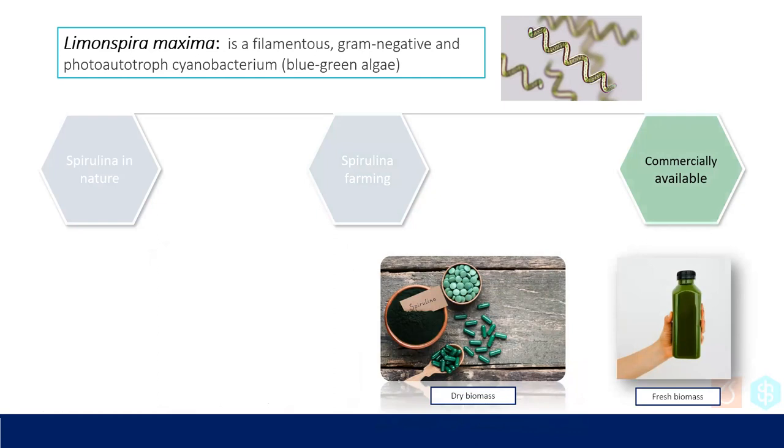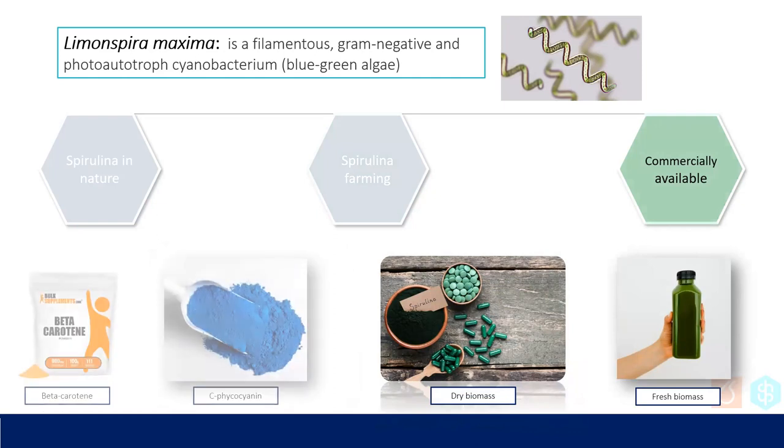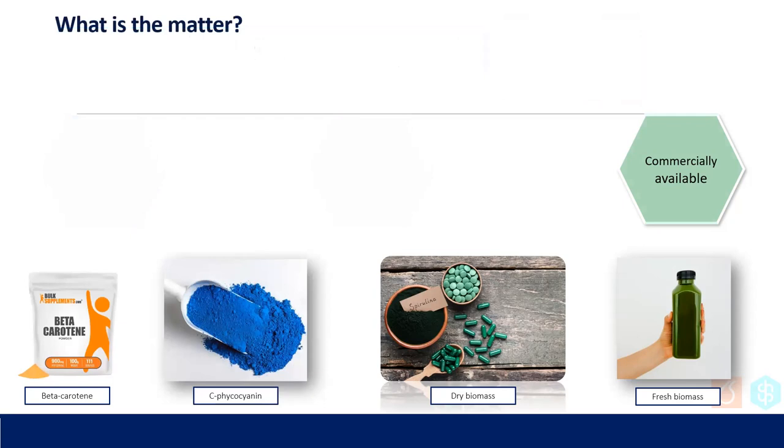In the market, you can find spirulina in the form of dry biomass and also fresh biomass. But not only the biomass, you can also find some of its metabolites, such as phycocyanin, beta-carotenes, and many others. I want to draw attention to phycocyanin, which is one of the most valuable metabolites extracted from spirulina. Okay, so you might wonder, what is the matter? Everything sounds perfect, sounds nice. Well, the matter is that most of the spirulina found in the market is in the form of dry spirulina.